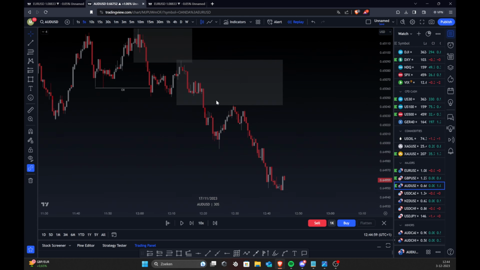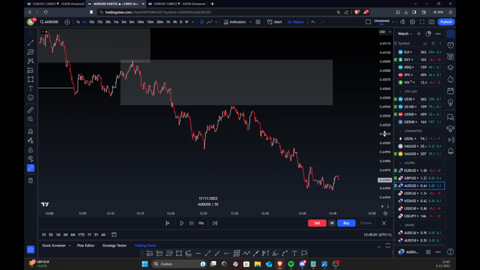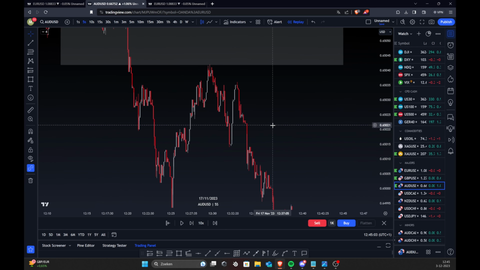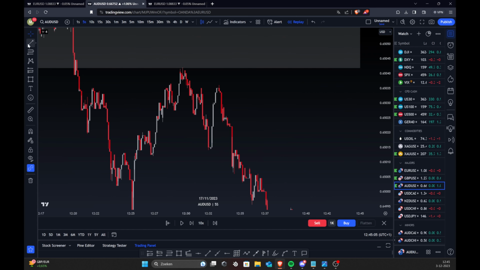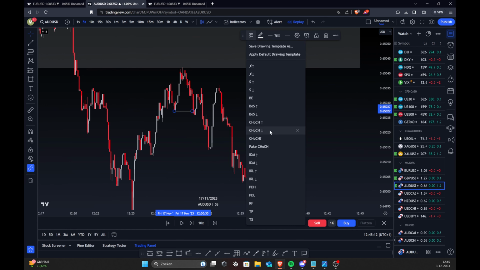From there, I go, for example, to a lower time frame, 5 seconds in this case. And again, you see this change of character happening. So that's what I want to say with the market is fractal.